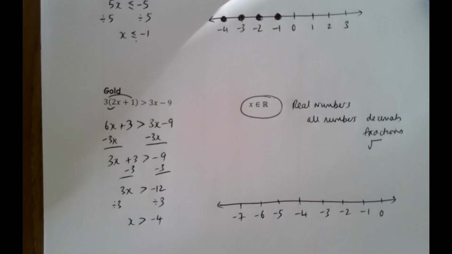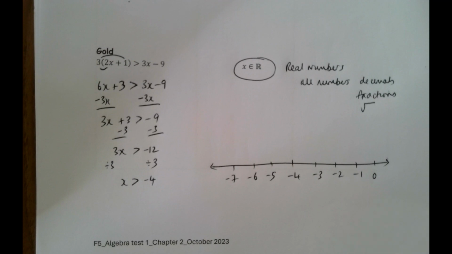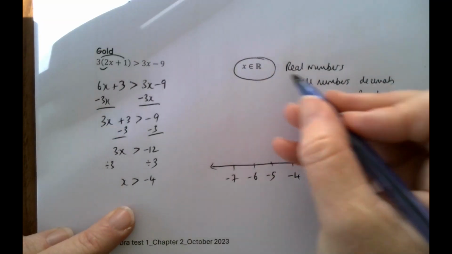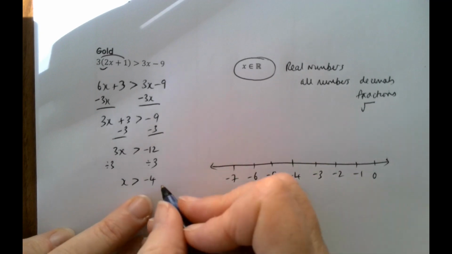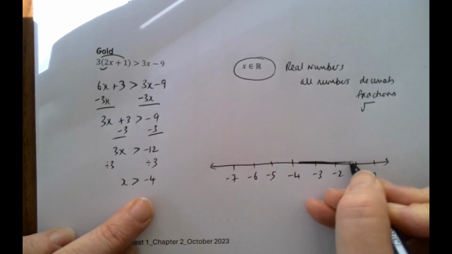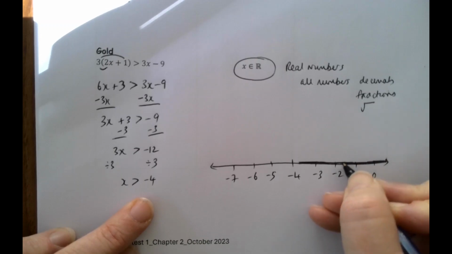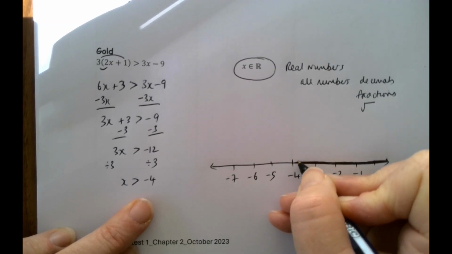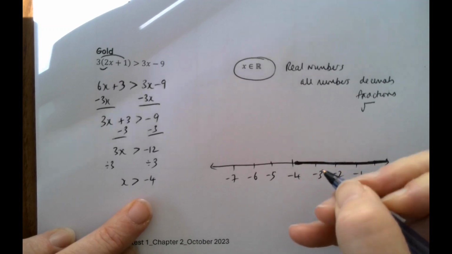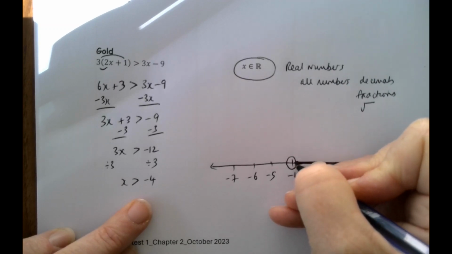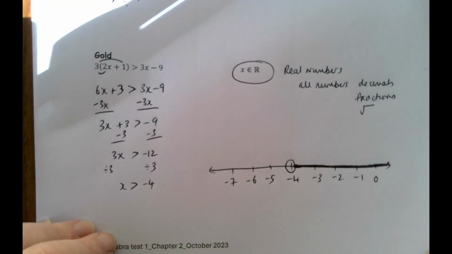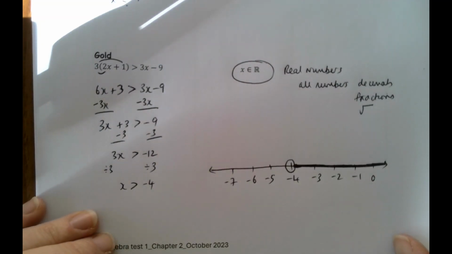Okay, if minus 4 is not included in this, then it means that I'm going to put a circle because it's not included, and it's real numbers. Well, let's just look. It's going to be greater than minus 4, so it's going to be this side of minus 4. But I want to show that everything right up to minus 4 is included. It just doesn't quite hit minus 4. So the way I do that is I put an empty circle around minus 4. And that shows that everything up to minus 4 is included, but minus 4 isn't.